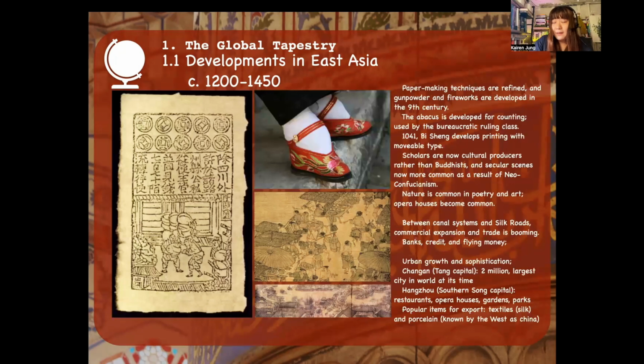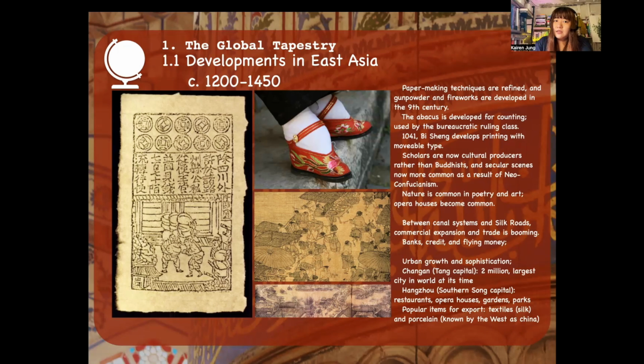Now we look at the papermaking techniques, the abacus, the movable type, and how the rise of Neo-Confucianism, this rise of a relatively more pragmatic system of not just governance, but relating to people in general and social cohesion, changed the landscape of culture, right? Art itself became more realistic in nature rather than depicting giant bodhisattvas. You would have nature become very common in poetry and art. You had opera houses and secular scenes. The scholars became the cultural producers rather than the Buddhists. There was a lot of urban growth and sophistication.